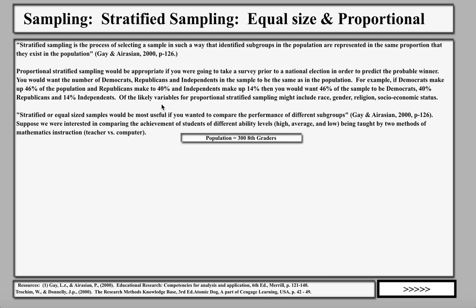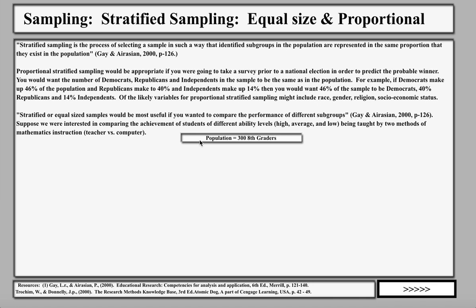Of the likely variables for proportional stratified sampling, other likely variables, race is one, gender, religion, socioeconomic status. These are all good candidates for proportional random sampling. So that's breaking your population up into its groups and then selecting a random sample of the proportion of each of those groups that exists in the population as a whole.